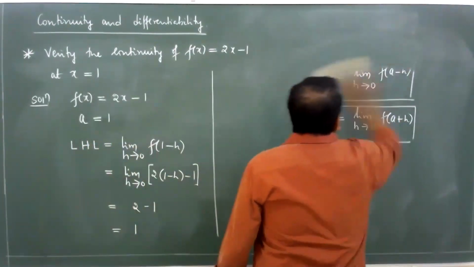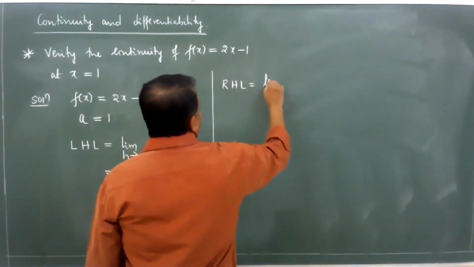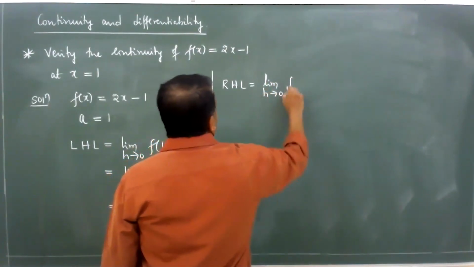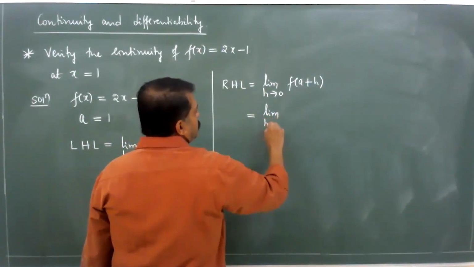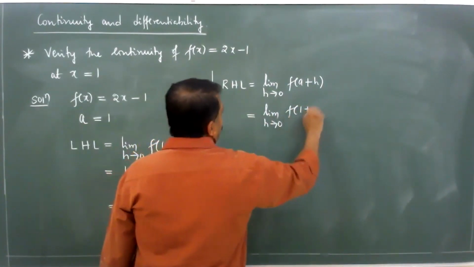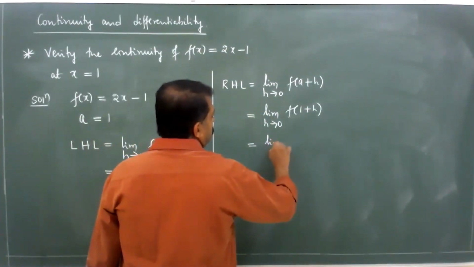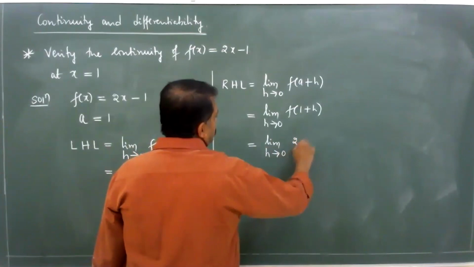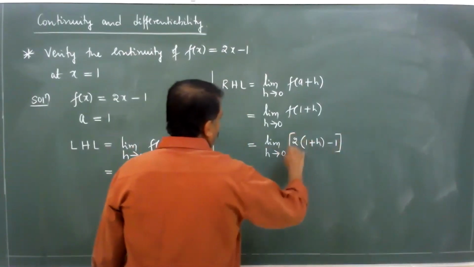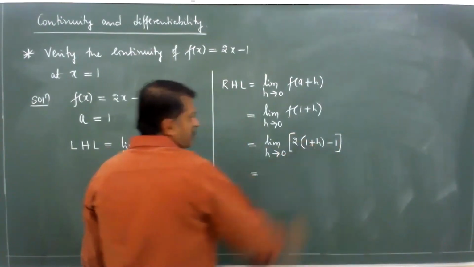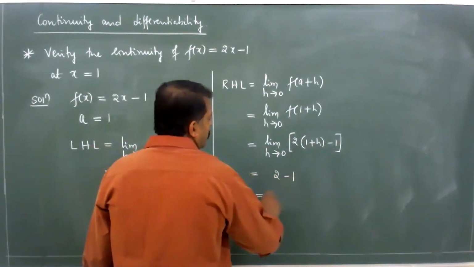What is RHL? RHL is equal to limit h tends to 0, f of a plus h. This is equal to limit h tends to 0. What is a? A is 1, so 1 plus h. What is f of a plus h, or f of 1 plus h in our problem? 2 times 1 plus h minus 1. Apply the limit, that means take h tends to 0. What are you going to get? You are again going to get 1 as the answer.